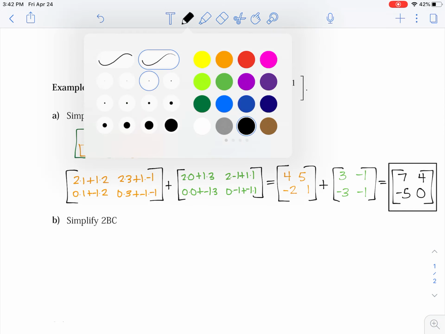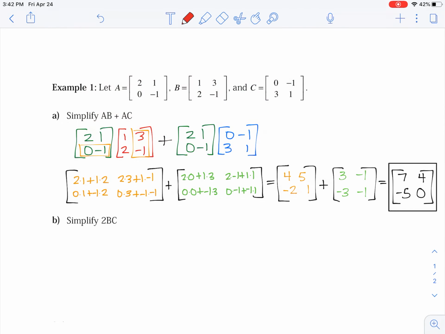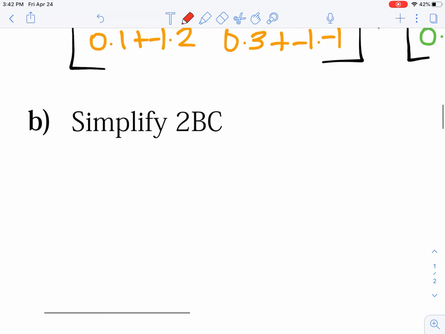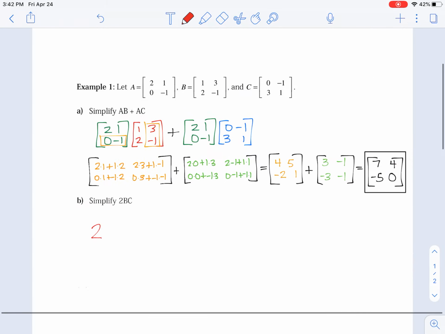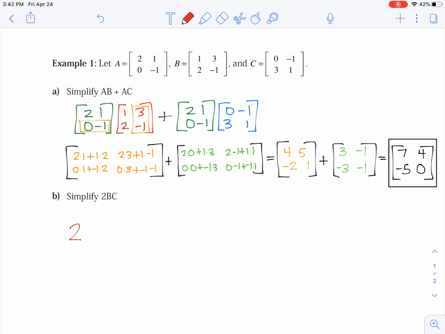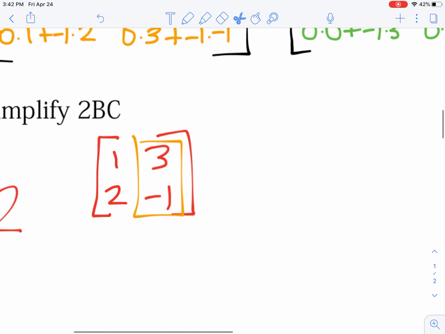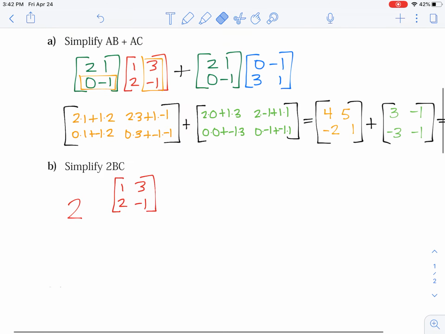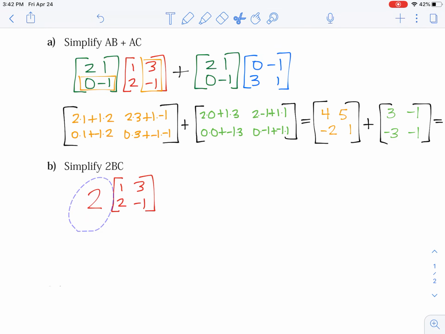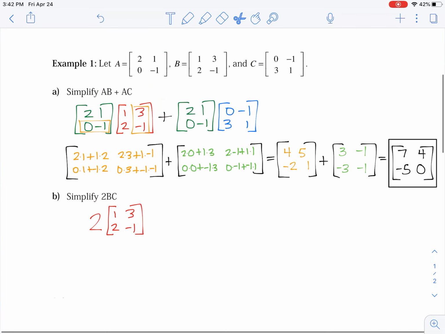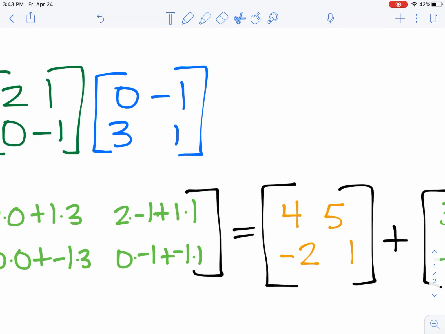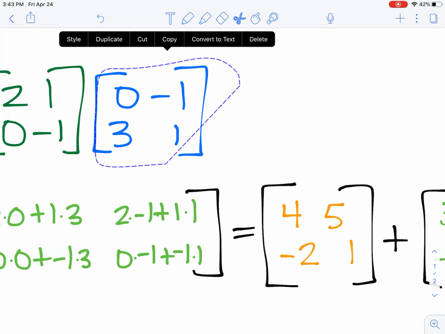All right, so now we're going to do 2 times b times c, which is going to give us a chance to bring back in a scalar. So we're going to do that as our 2. And then we're going to take that times b times c. So I'm going to borrow these from our previous problem. So b is this one here. Let me go ahead and erase out what we don't need. All right. And then we're going to borrow c, which is right here.